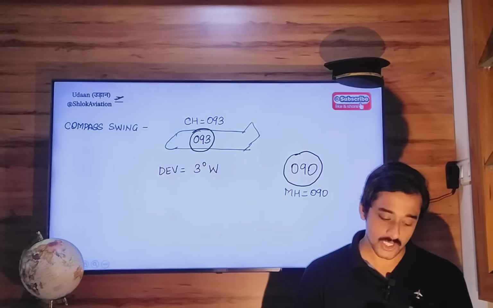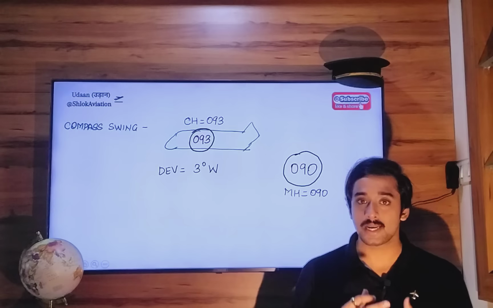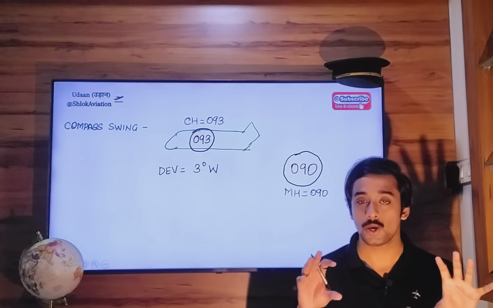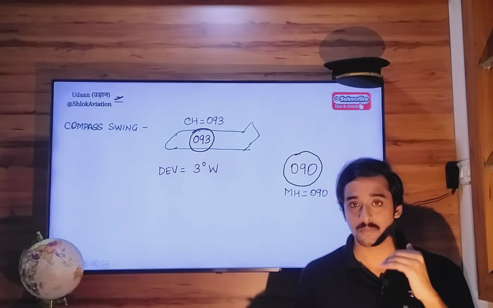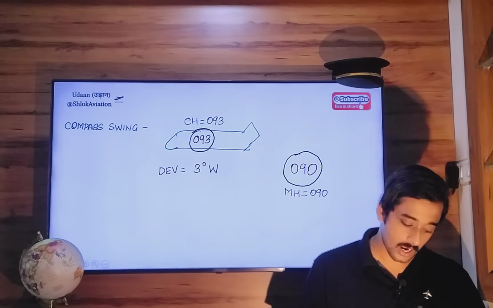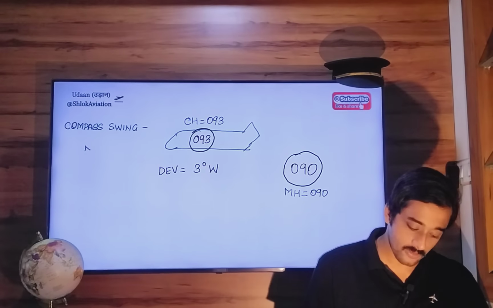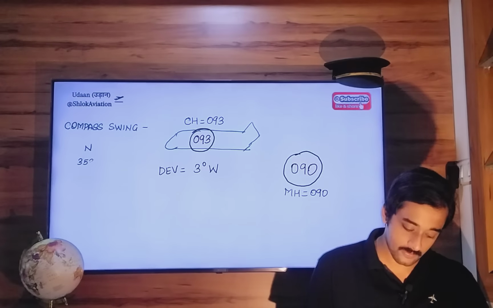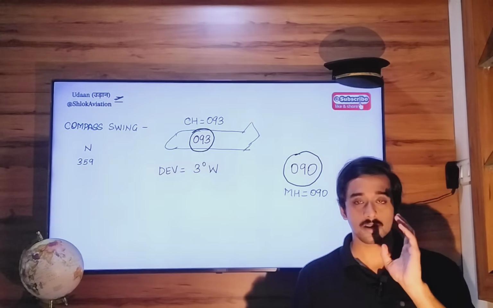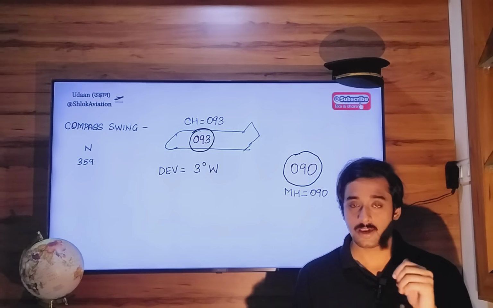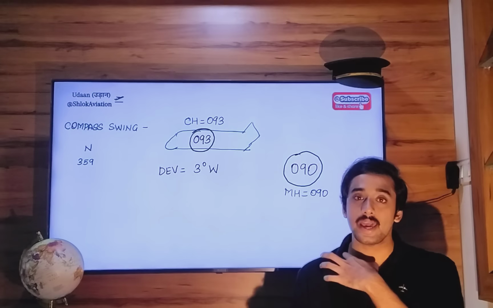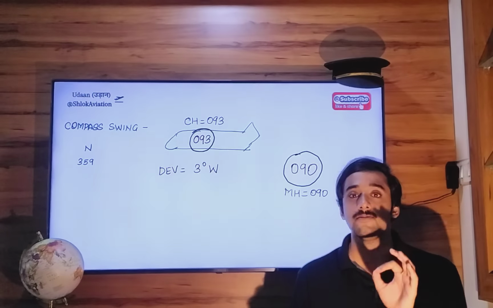So finally, when the compass swinging procedure is completed successfully, they will attach a compass card in your aircraft below your magnetic compass, and it will be written on the card. If you want to fly a heading of north, you must fly a heading of 359. So if you want to go from point A to point B on a northerly track, in your aircraft you will be flying a heading of 359.